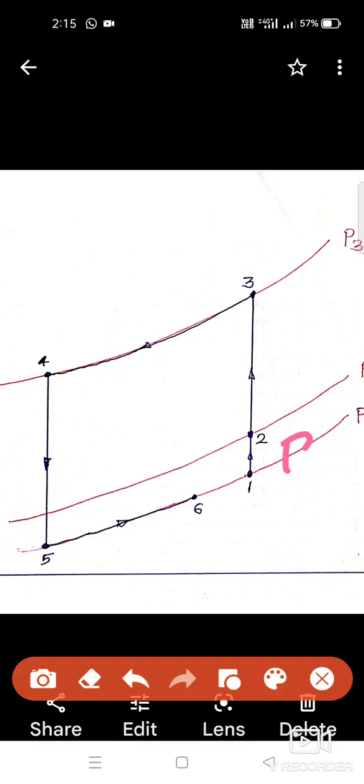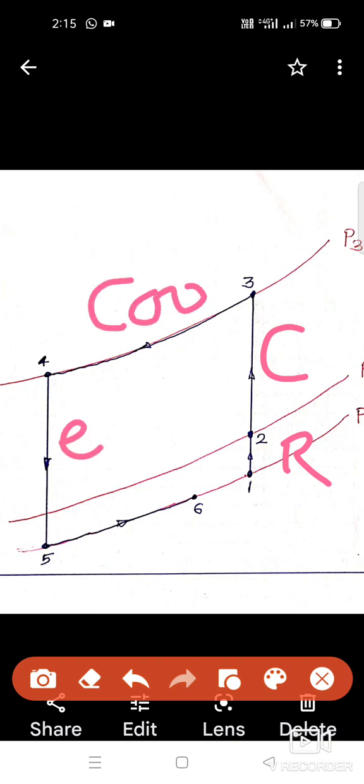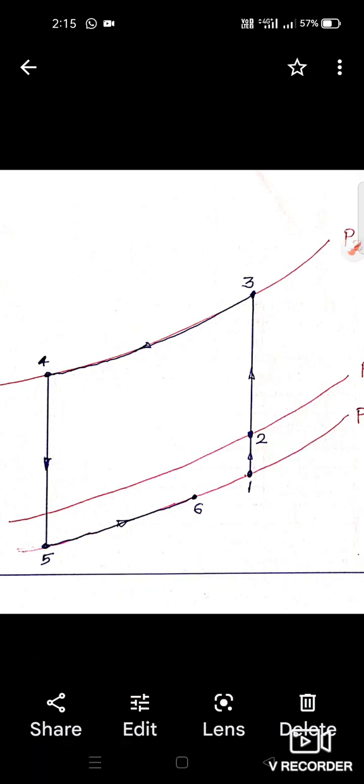Lastly, 1 to 2 is a ramming process, 2 to 3 is a compression process, 3 to 4 is a cooling process, 4 to 5 is an expansion process, and 5 to 6 is a refrigeration process. So there are in all 1 to 2, 2 to 3, 3 to 4, 4 to 5 and 5 to 6. These are the processes. But remember, this is not a VCR cycle. No change of phase. Air will remain as air.